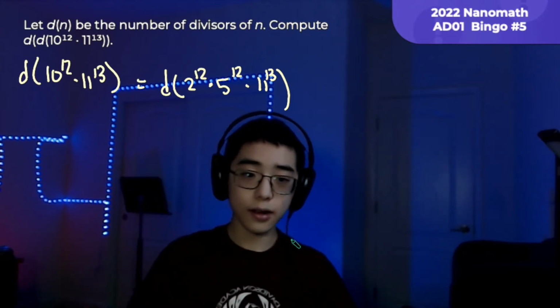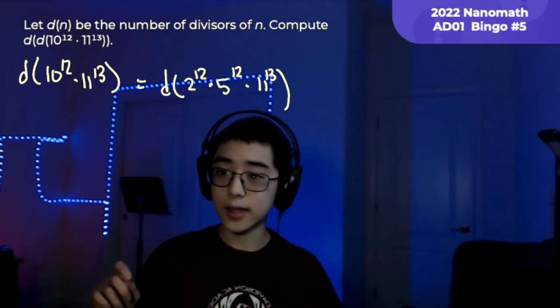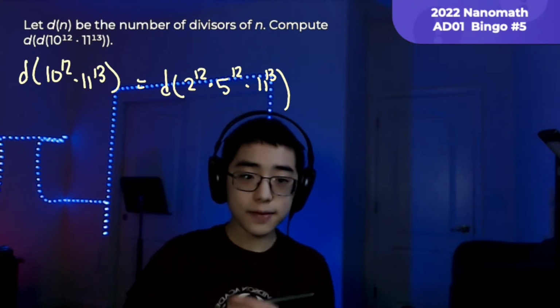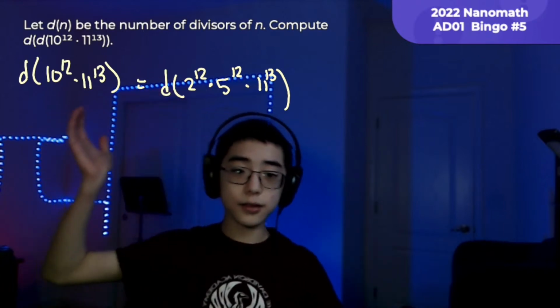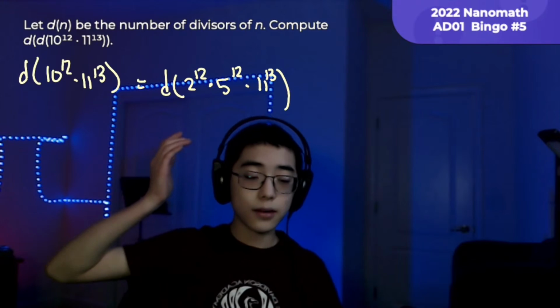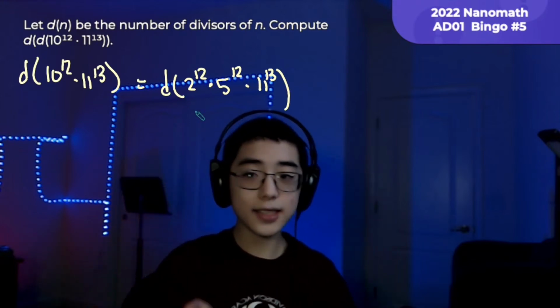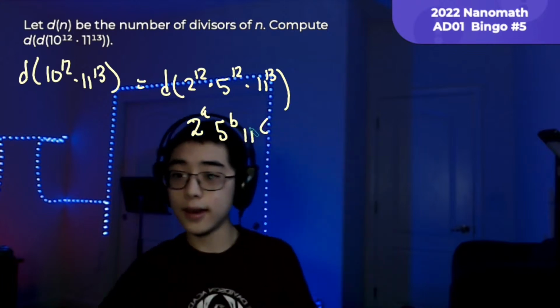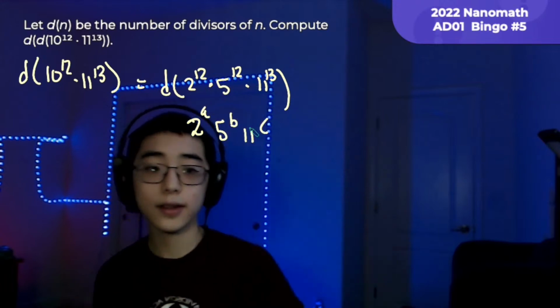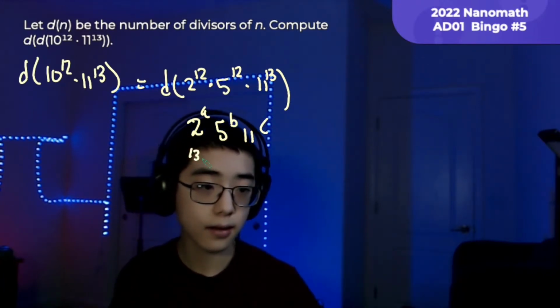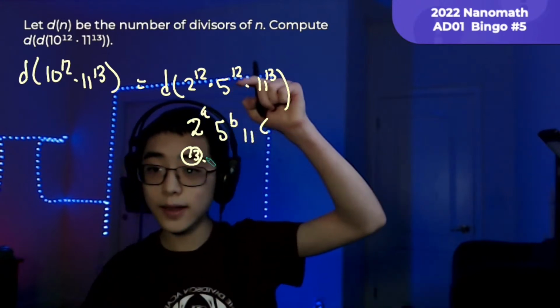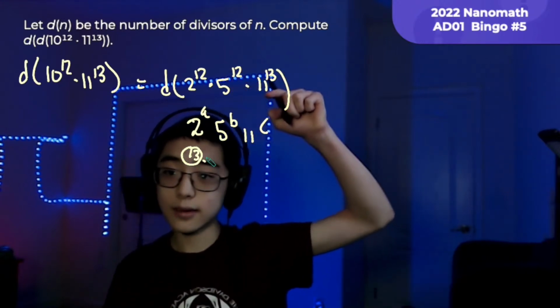Now, if we want to see how many divisors this number has, we can use a formula, but also show where it comes from really quickly. Any divisor of this number can be written as 2 to the a, 5 to the b, 11 to the c. And a can range from 0 to 12, so there are 13 options for a. B can range from 0 to 12, and C can range from 0 to 13.